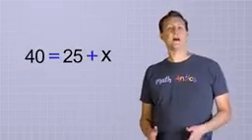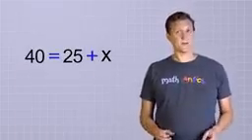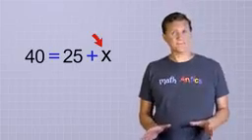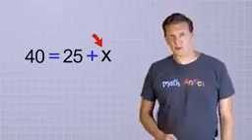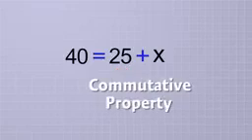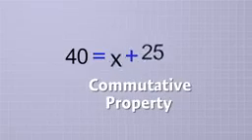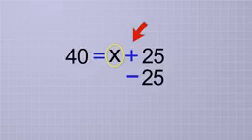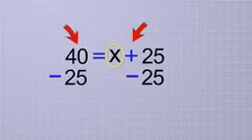40 equals 25 plus x. This time, the unknown value is on the right-hand side of the equation. Does that make it harder? Nope, we use the exact same strategy. We want to get x by itself, but this time x is being added to 25. But thanks to the commutative property, that's the same as 25 being added to x. So to isolate x, we should subtract 25 from that side of the equation. But then we also need to subtract 25 from the other side to keep things in balance.